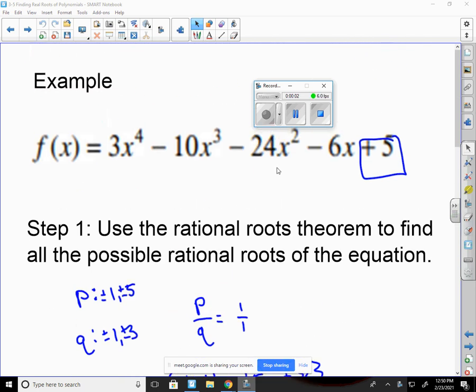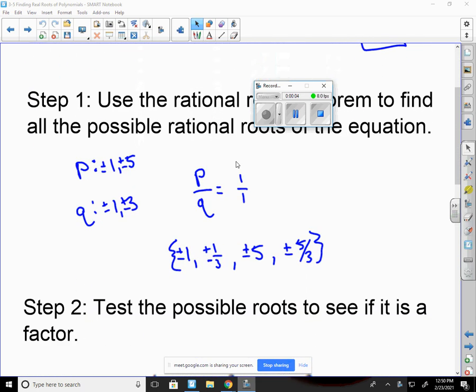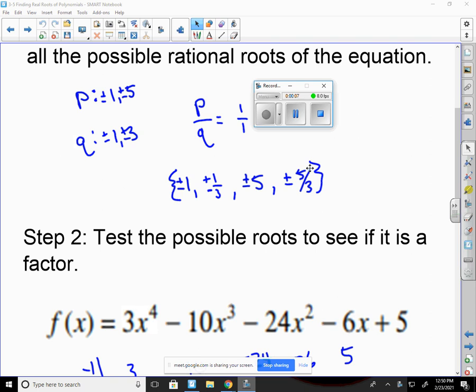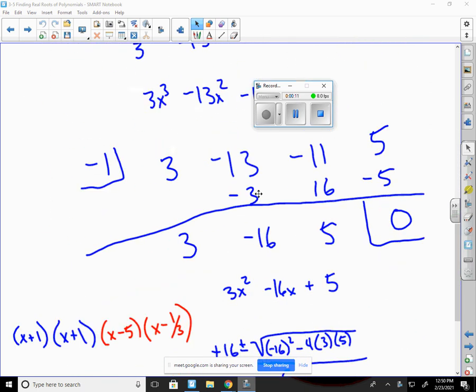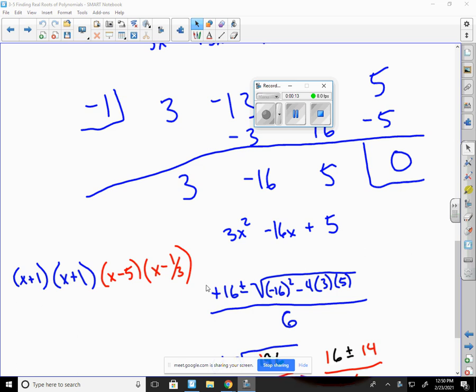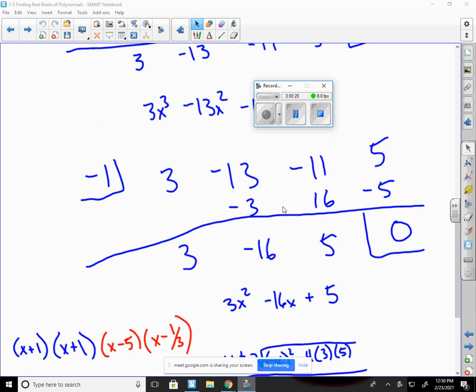So yesterday we worked through this awful problem, and we found our possible rational roots, and then we tested our roots to see if they came up with the right one, and then plugged it in, or factored it out, then used the quadratic formula for the last one. So these steps will be required.